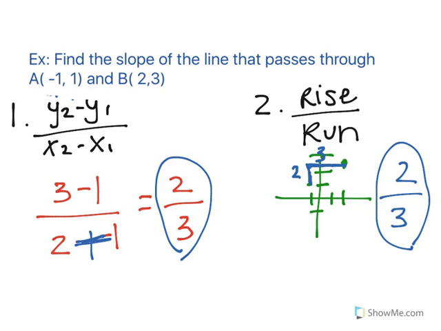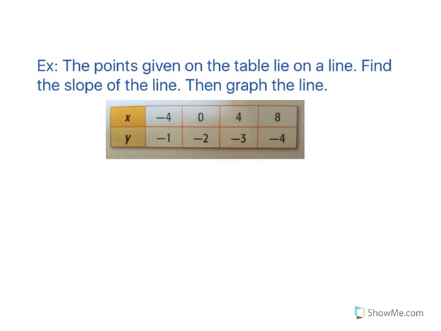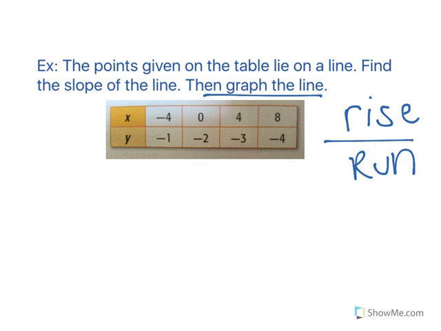So I'm thinking, okay, should I use the first example? Should I use the second example? Well, because I already have to graph the line, I might as well use that rise over run because I already have to graph it. So let's just do that. Save us some time here. So I'm going to graph.